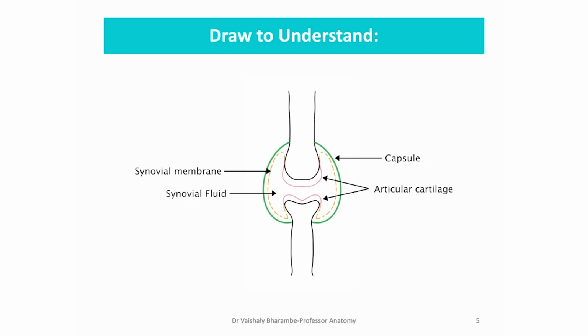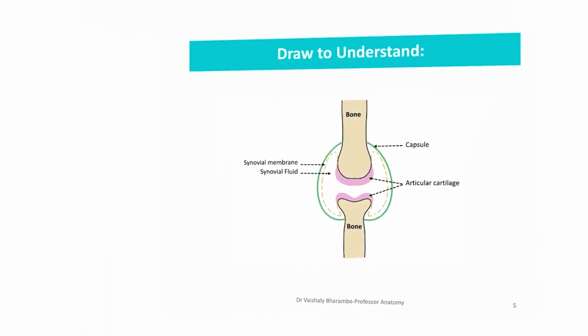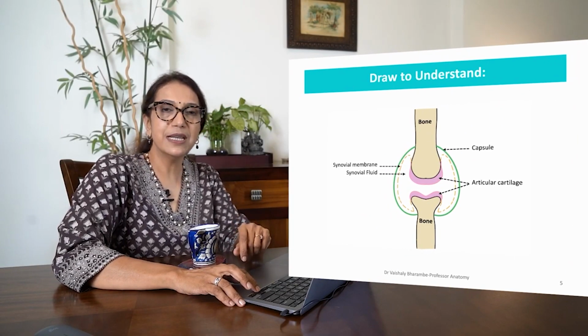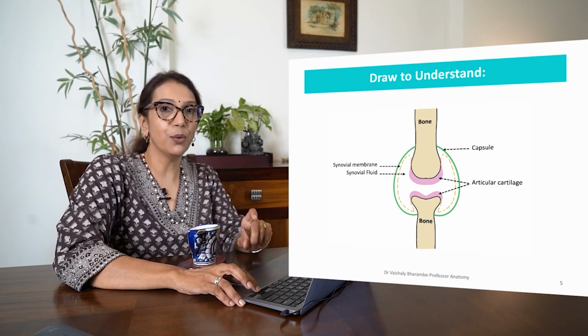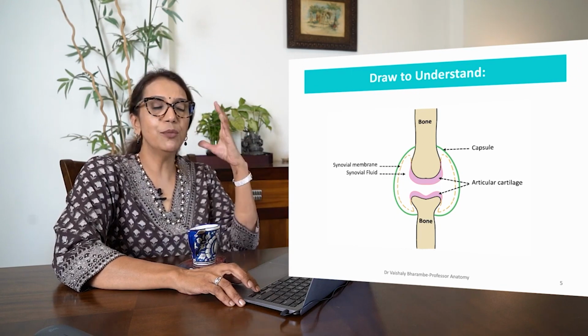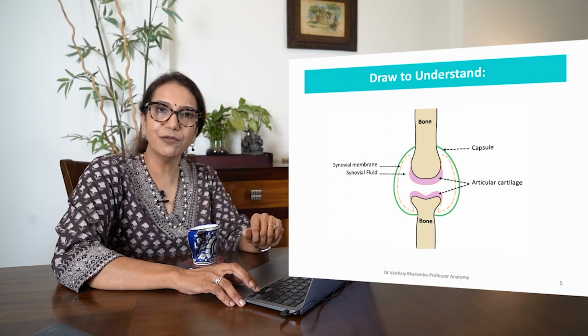Now take some colors and color your articular cartilage. That completes the diagram of synovial joint. So that was the synovial joint, my dear students. Let's now begin to discuss the topic itself. You'll be surprised how much these drawing sessions make your brain very alert to further information.